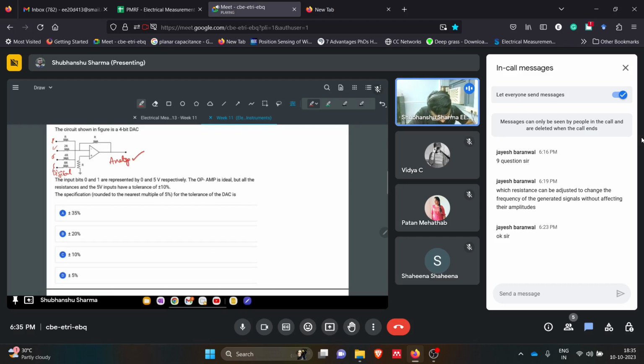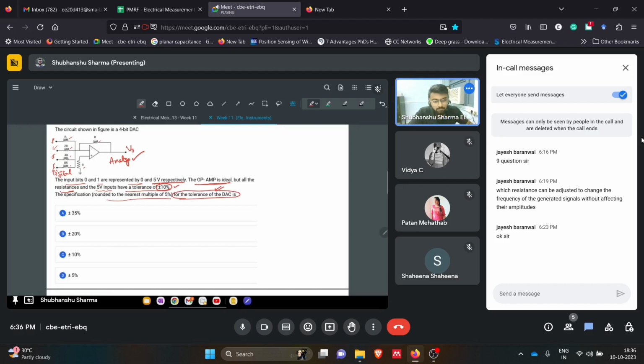Now what the question is saying is that input bits 0 and 1 are represented by 0 and 5 volts respectively. The op amp is ideal, but all the resistances which are being used here, and the 5 volt inputs, have a tolerance of plus minus 10%. The specification is rounded to the nearest multiple of 5% for the tolerance of the DAC. So they are asking for the overall tolerance of the DAC.